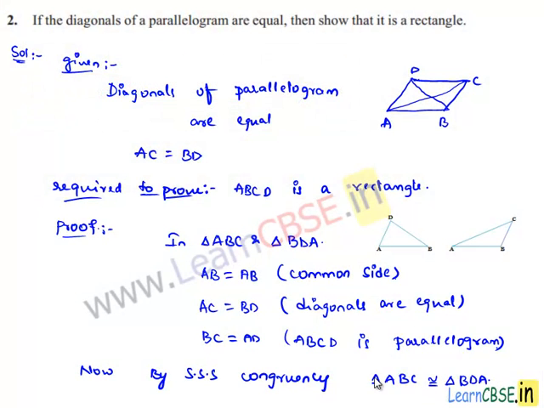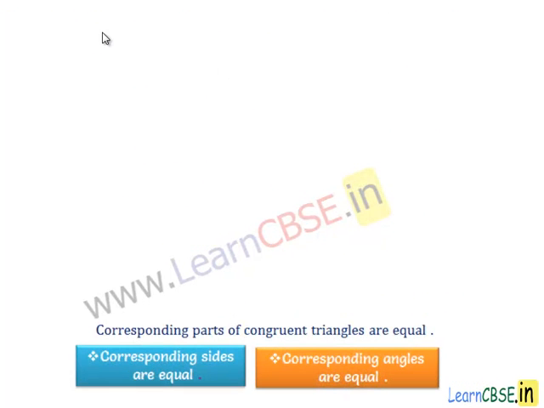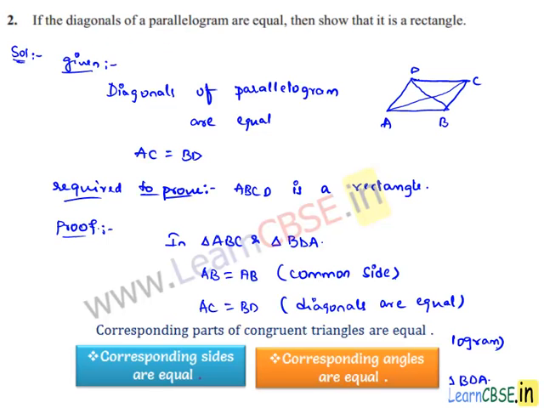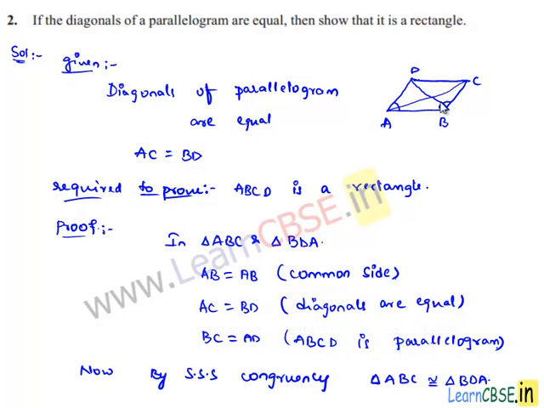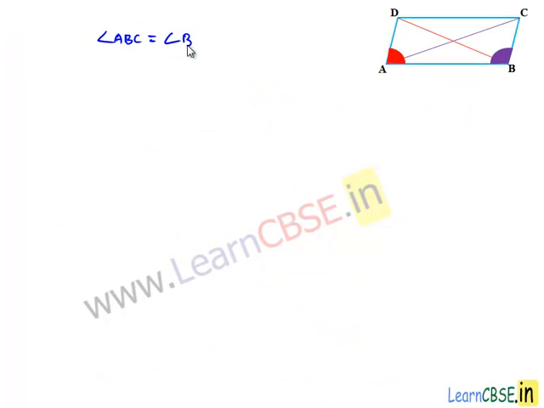Now as triangle ABC is congruent to triangle BDA, we can say that when two triangles are congruent, then their corresponding angles and sides will be equal. So here we can equate angle ABC of triangle ABC to angle BAD of triangle BDA. Let it be equation number 1.